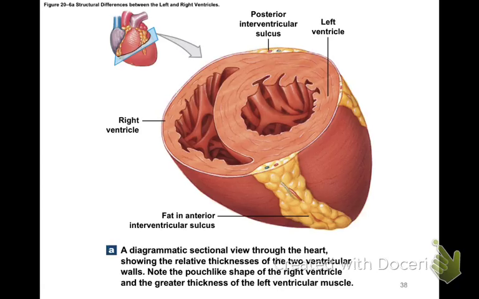So looking at this diagram, here we have a cross-sectional view through the ventricles, and you can see just how much thicker the left ventricle is than the right ventricle, and you can see the differences in the shape, but remember the volume is pretty much the same. They can both hold about the same amount of blood.